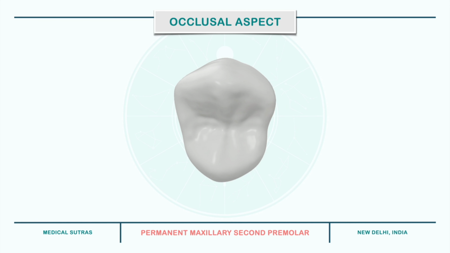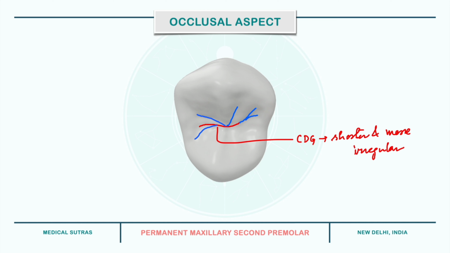Next, coming to the depressions, the permanent maxillary second premolar has a central developmental groove located at the center of the occlusal surface. The central developmental groove is shorter and more irregular when compared to that seen in maxillary first premolar. The central groove presents multiple supplemental grooves extending into the shallow depressions in the enamel. These supplemental grooves give the occlusal surface a wrinkled appearance.